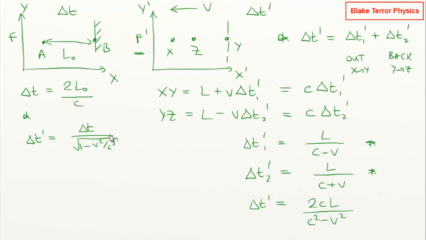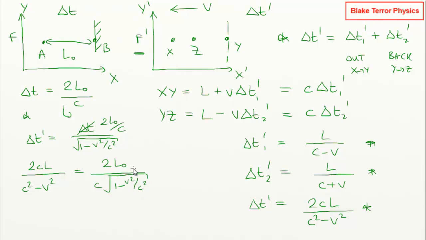So let's stick with this equation that we've got here, because we can replace that delta t at the top with 2L0 divided by c, just putting this equation in there. And then we can bring in this one, and then we've got rid of delta t prime as well. So we'll have 2cL divided by c squared minus v squared is going to be 2L0 over c times the square root of 1 minus v squared over c squared.